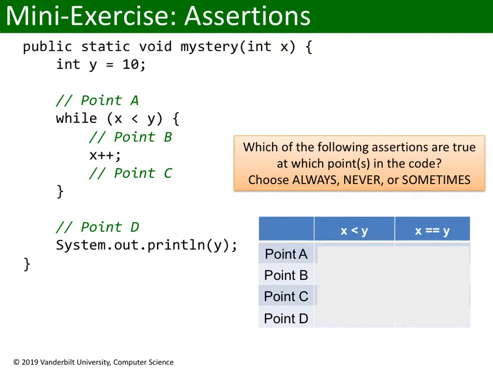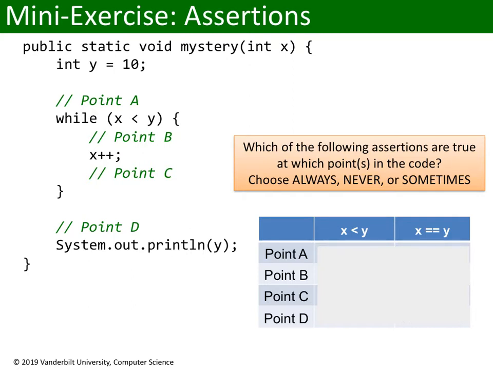Okay, x is less than y. At point A, we have passed in the value x, we have initialized y, x is less than y. We don't know. The best we could say would be sometimes, because it would depend on what we passed in for x. If we passed in a value that was less than 10, then yes, x would be less than y. However, if we passed in 11, then no, so sometimes for point A.